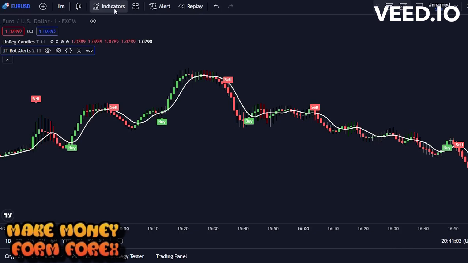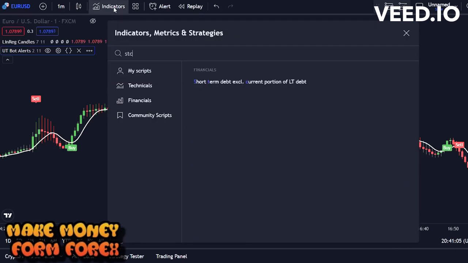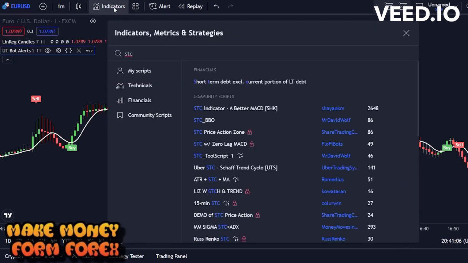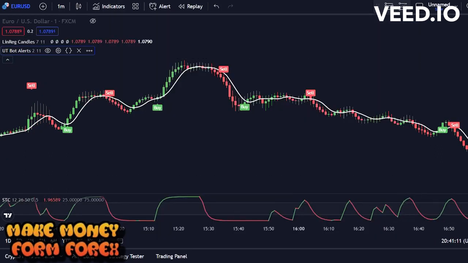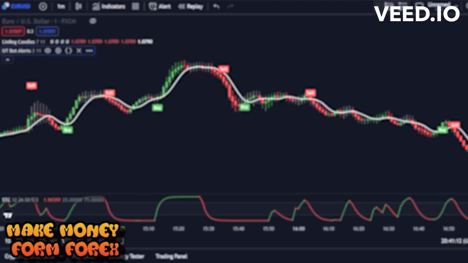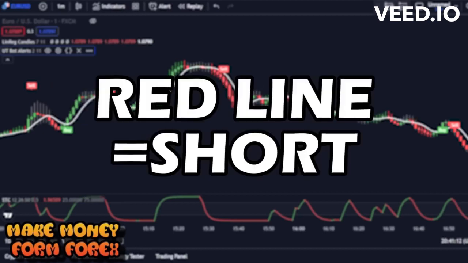And for our final indicator, head back to the Indicators tab and search for STC. Choose the STC indicator, Better MACD by Cheyenne KM. We're gonna use this indicator to avoid a lot of false signals. So we're only gonna take longs when the line is green and only take shorts if the line is red.